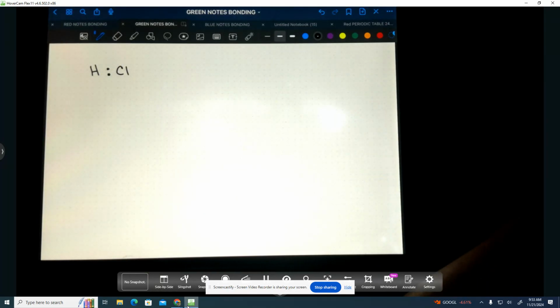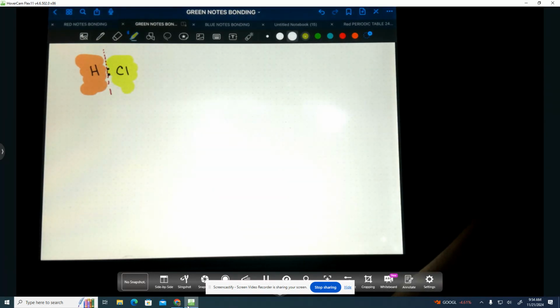Ta-da! Not as exciting as my uranium glass, but here we go. HCl, hydrochloric acid. HCl, hydrogen chloride. Is this molecule polar or nonpolar? Polar. It is asymmetric. If I divide it down the middle, this side is different than this side. It is a polar molecule.